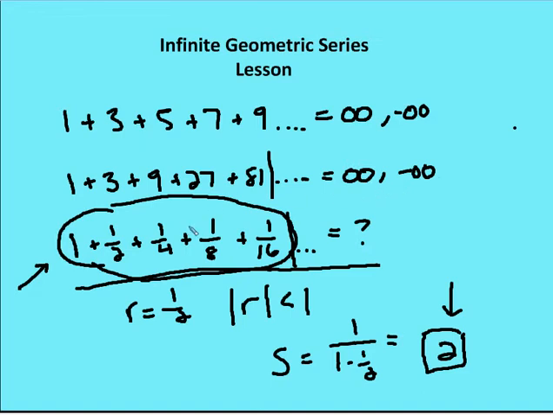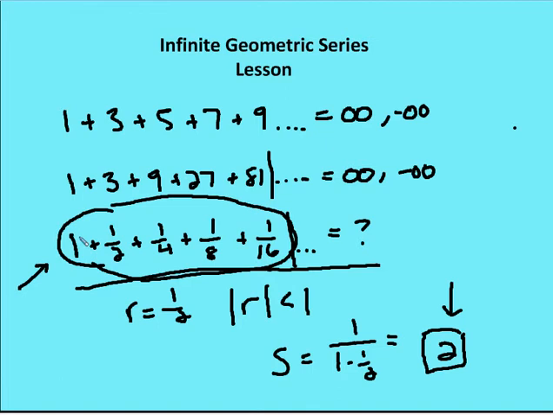However, in the case of the geometric sequence where the subsequent terms are less than the preceding terms, where the absolute value of the constant ratio is less than 1, then as I move into infinity, adding an infinite number of terms in the sequence, the series approaches a finite number. And that finite number we can figure out using the formula that we've talked about.